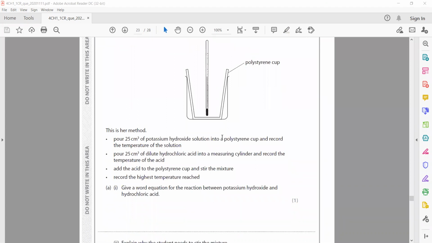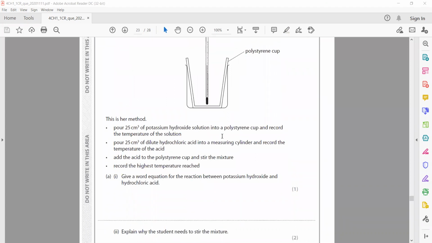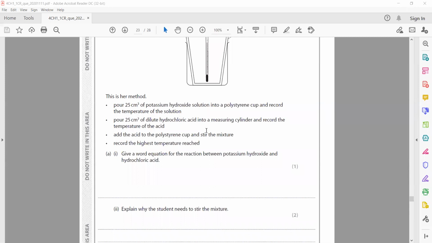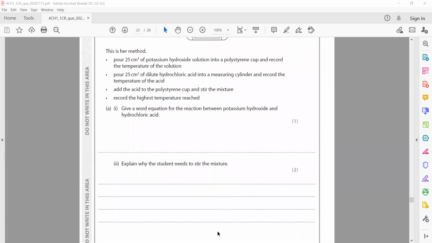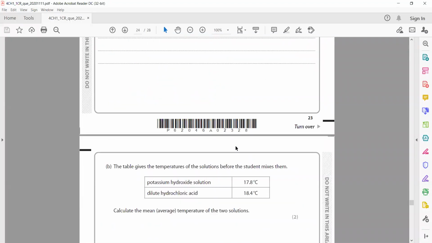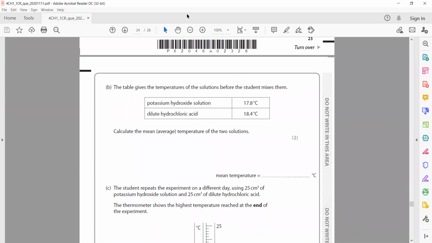The student uses this apparatus. Give a word equation for the reaction: potassium hydroxide plus hydrochloric acid gives potassium chloride plus water. Why does the student need to stir the mixture? To have a uniform temperature throughout. The mean temperature: you add them and divide by 2, and you will get the mean.